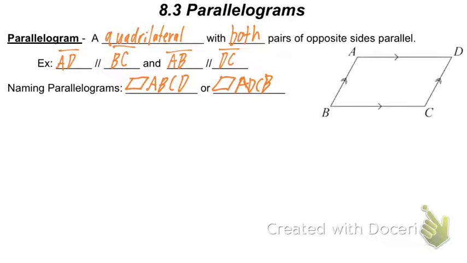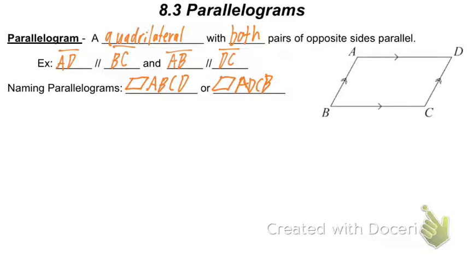Okay, so that's the definition of a parallelogram. A parallelogram means that both pairs of opposite sides are parallel. They're never going to touch. Did we say anything about the angles? No. Did we say anything about right angles, stuff like that, or opposite side lengths? No, we didn't say anything about lengths, didn't say anything about angles. We just said opposite sides are parallel.